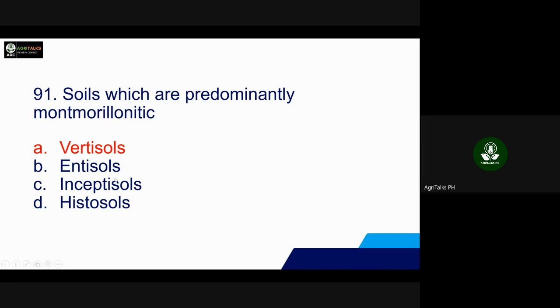Entisols are new soils with no clay content, or if there is any, very minimal. Inceptisols are young soils, second to entisols, with still a small clay content. Histosols, from the word histos, meaning tissues, are organic soils with no clay. So the correct answer is vertisols.